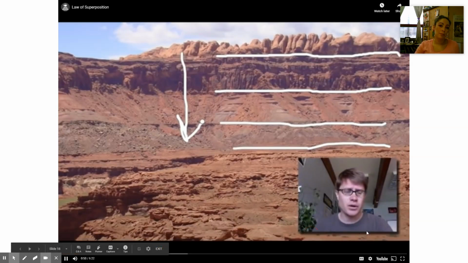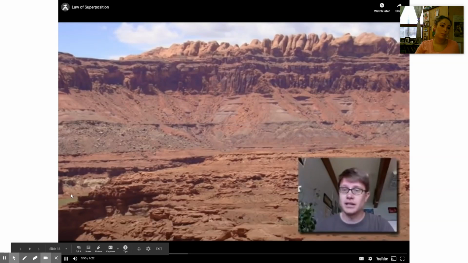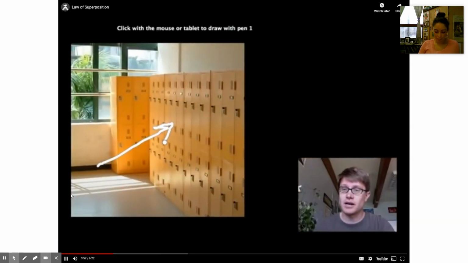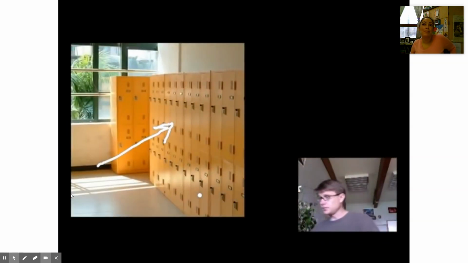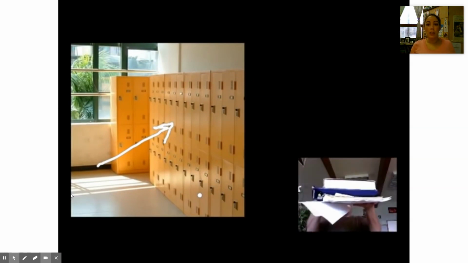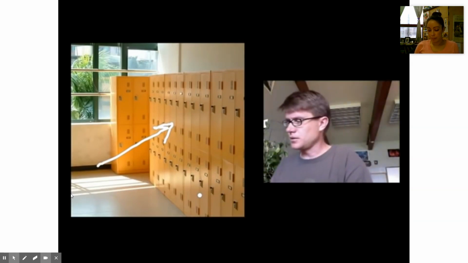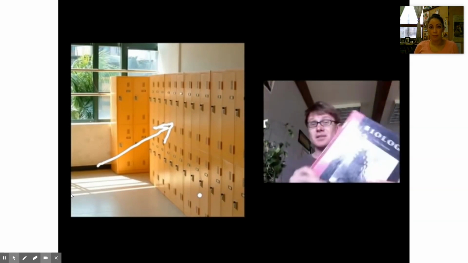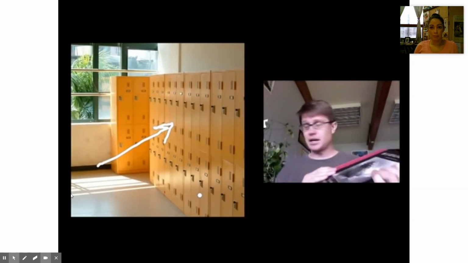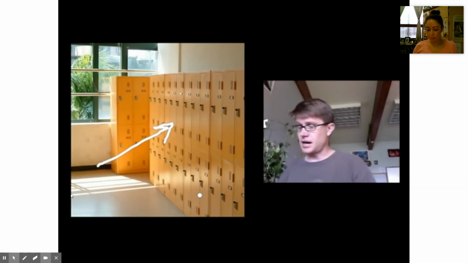Now, an example of where you might see this in your daily life might be in your locker. I grabbed a sample from a locker right here. If I grab some of the stuff out, it looks just like that. We've got a book and a notebook and some papers. The stuff that's laid down most recently, like this biology book, is going to be on the top, or like this, which looks like a geologic key.